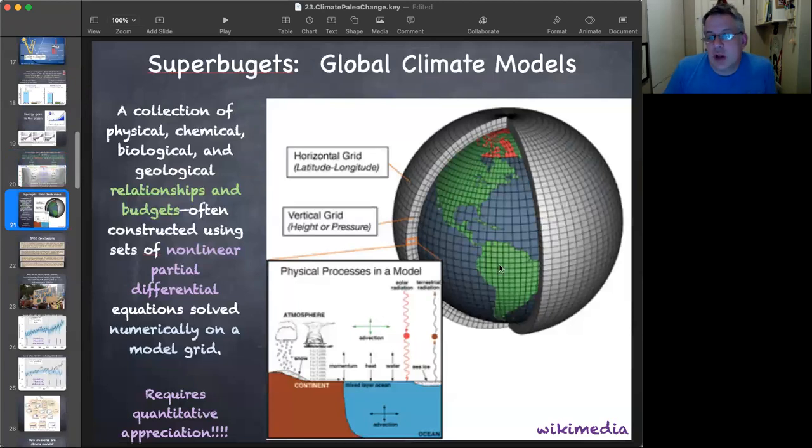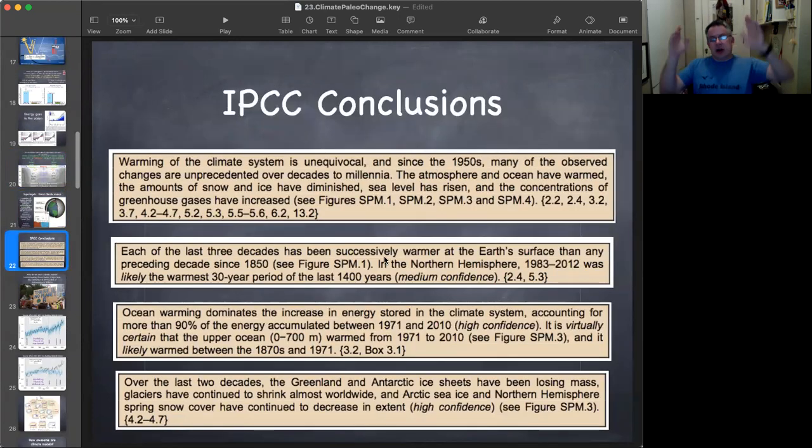So this is what global climate models are really built to do. They were built originally to do a bunch of things, but now this is primarily what they're used for. It's a collection of relationships and budgets, just like we've been talking about. Budgets in the atmosphere, budgets in the ocean, budgets on the land, and nonlinear PDEs are the things that get solved. And this, again, requires a quantitative appreciation of what's going on in the system. Okay, so you take all those, what's going on in the Earth?